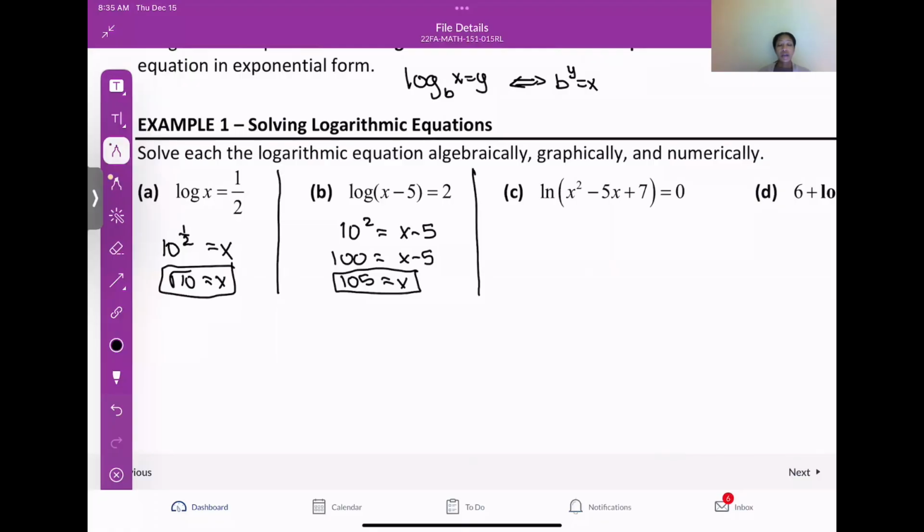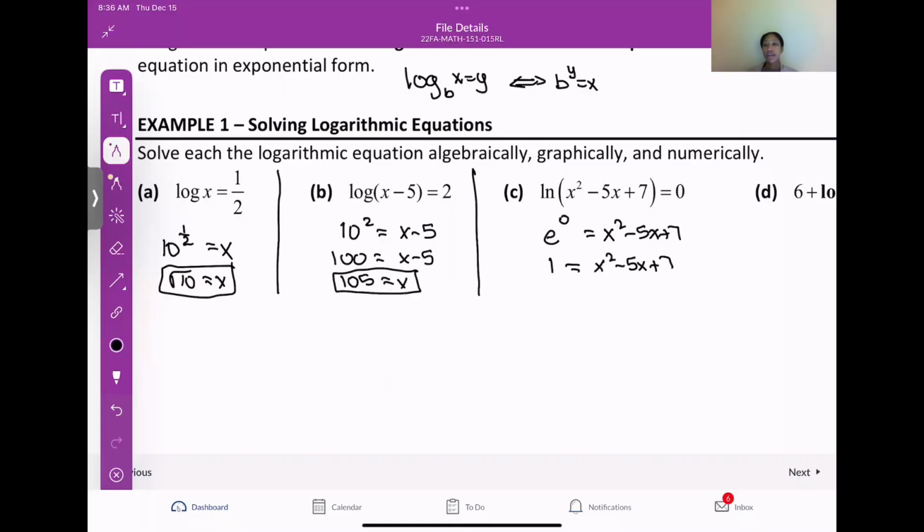All right, on to part C. In part C, we have a natural log, ln. So our base here is e. ln of x squared minus 5x plus 7 equals 0. This means that e to the 0 power is equal to x squared minus 5x plus 7. Okay, what is e to the 0 power? Anything to the 0 power is 1. So this would be 1 equals x squared minus 5x plus 7.